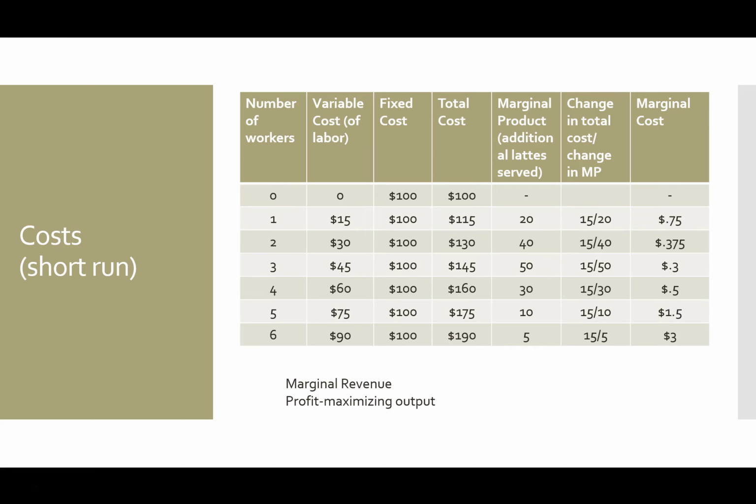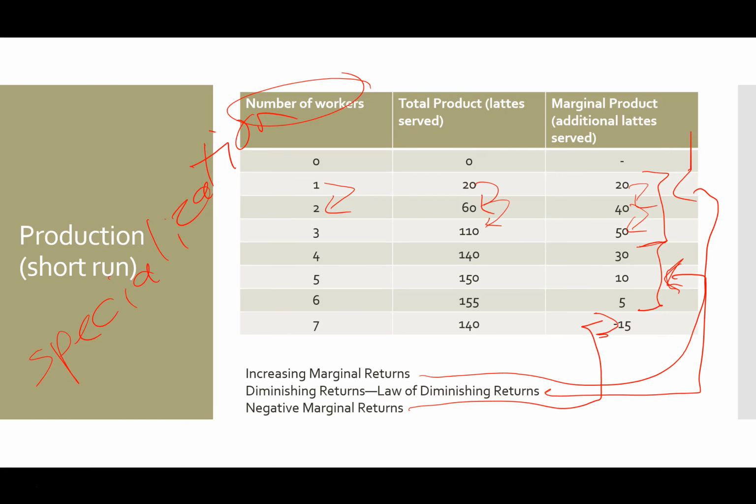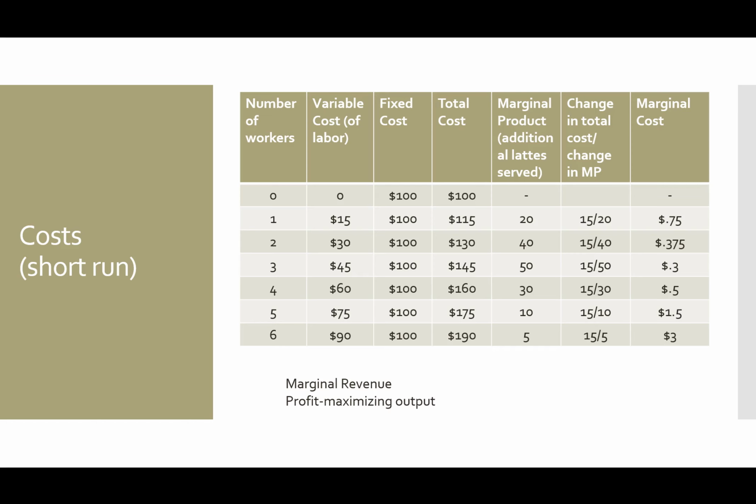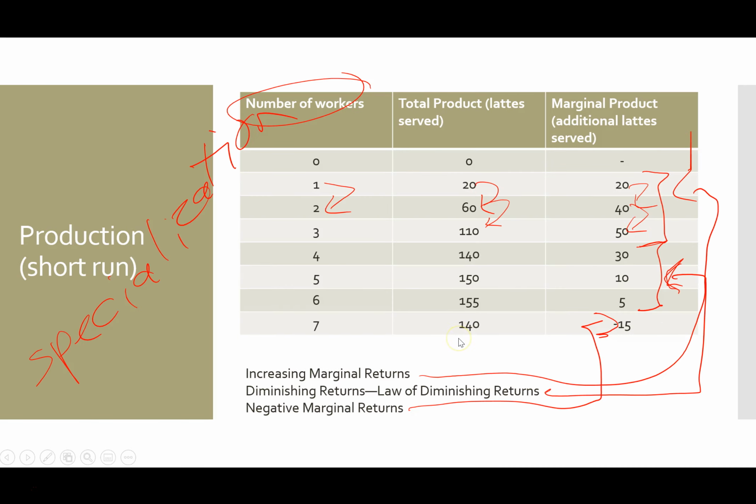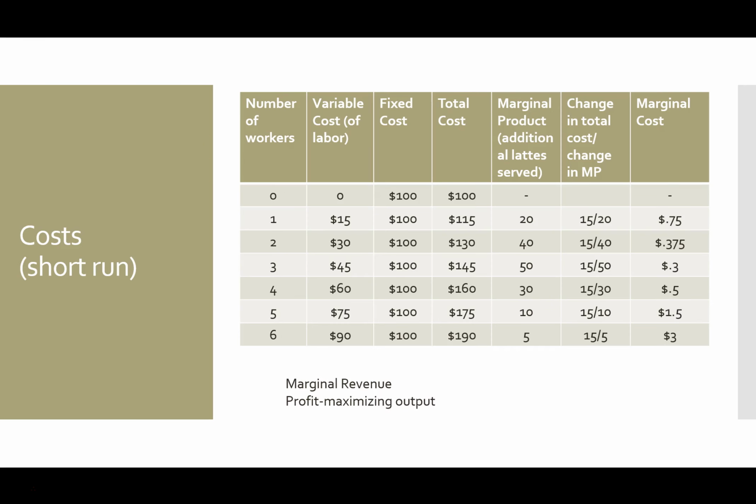All right, let's add a little bit more here in terms of the costs. So we were looking at the production before, how much are they putting out. Here, we're going to add cost to it. So we've got the same basic numbers here. I just copied in the marginal product. I cut out that seventh worker because you don't want them anyway. And I've got the six workers here.